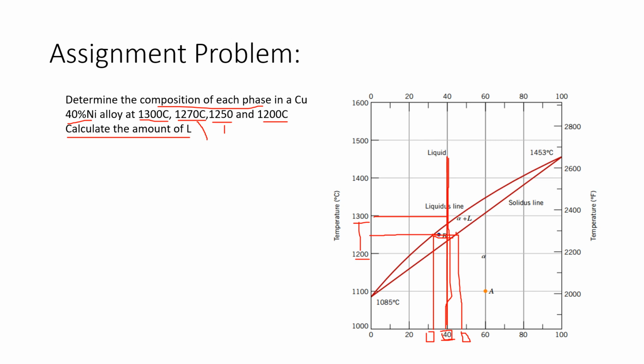Now 1250, it's your assignment to calculate the exact amount using your calculator. The third one is calculate the composition at 1250. 1250 is also between the 1200 and 1300 degrees centigrade. So it may be the mixture between the alpha plus L region. So it's your assignment to find out the exact calculation.